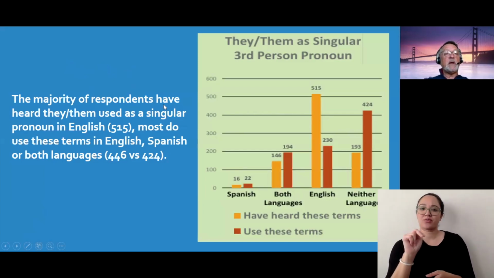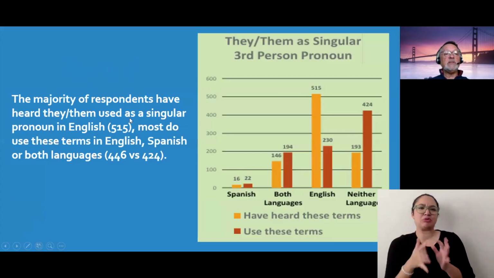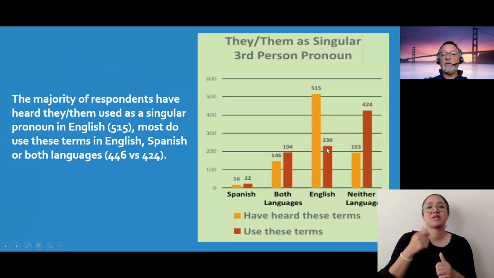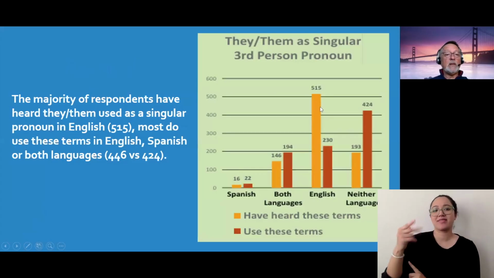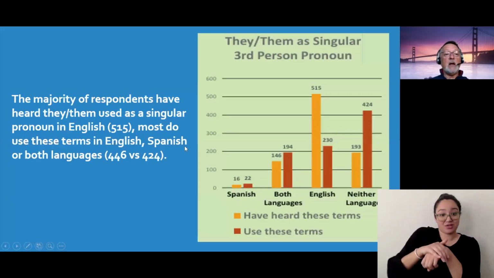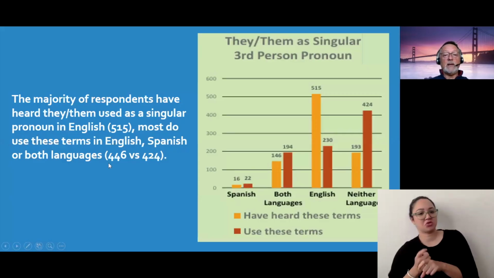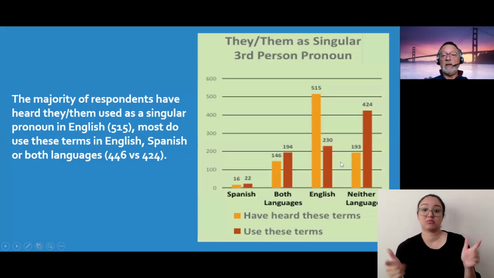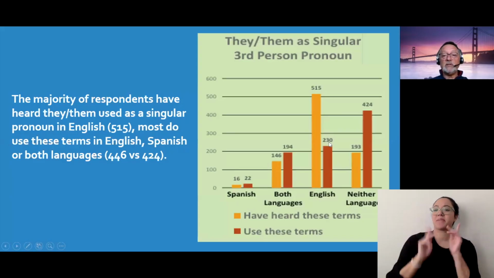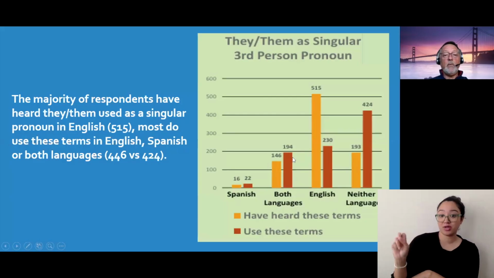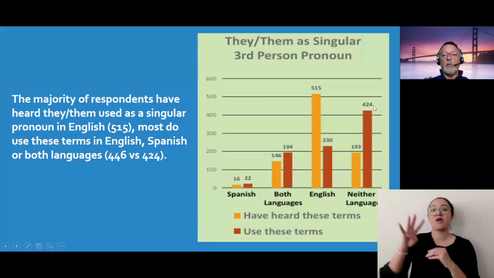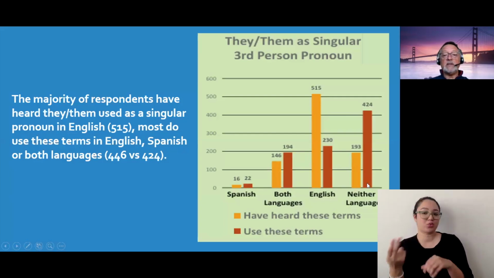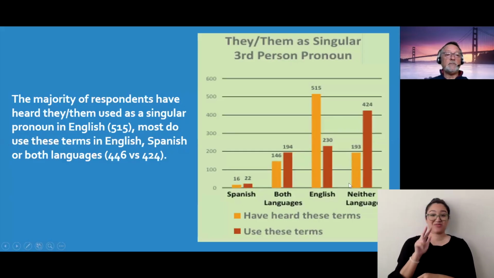So the majority of respondents have heard they, them used as a singular pronoun in English. That was 515. Most do use these terms in English, or Spanish, or both languages. And so these are the folks that use the terms. Here's 230 plus 194 plus 22. And 424 do not use the terms in either language. And 193 have not even heard of the terms.